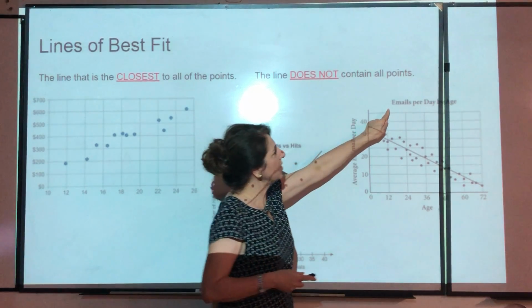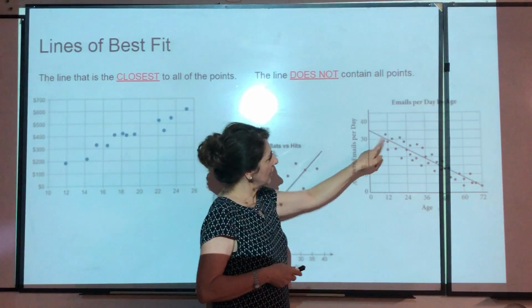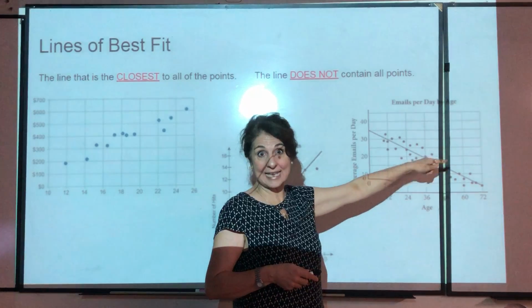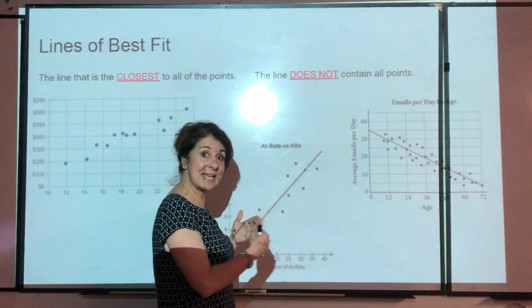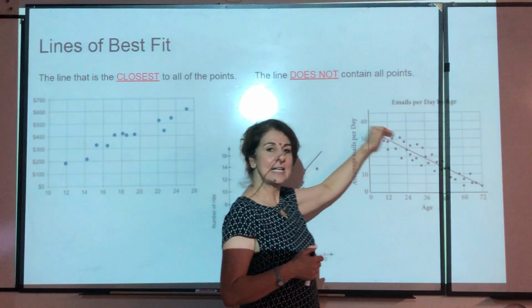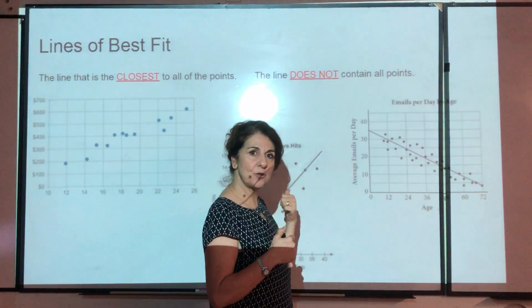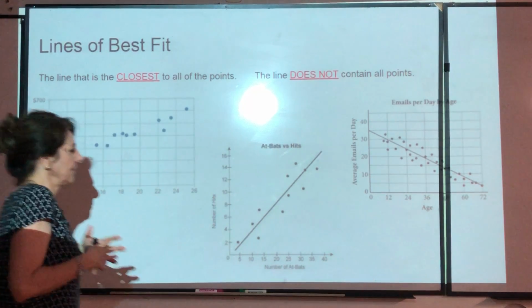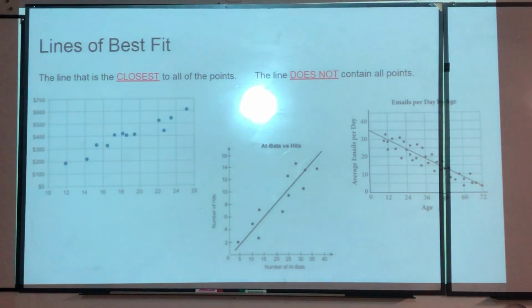Like we can see here, the emails per day, the points are all scattered. That's why they are in a scatter plot. And here we got the best fit line to describe this information. How do we do that? Let's take a look at all these examples and see how we work on that.